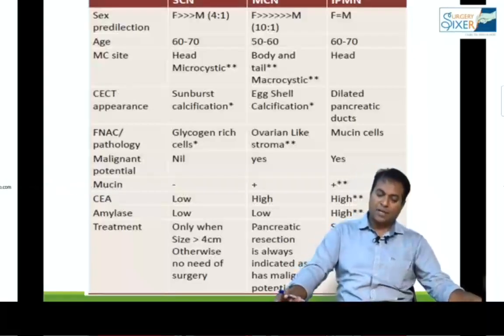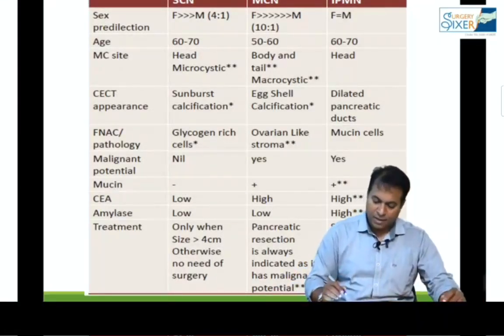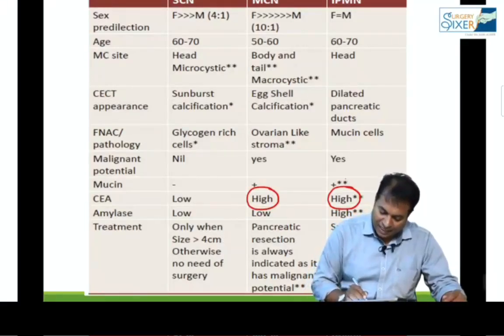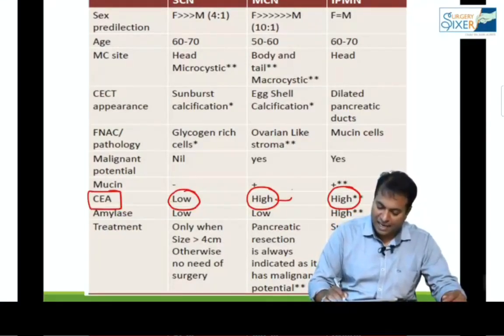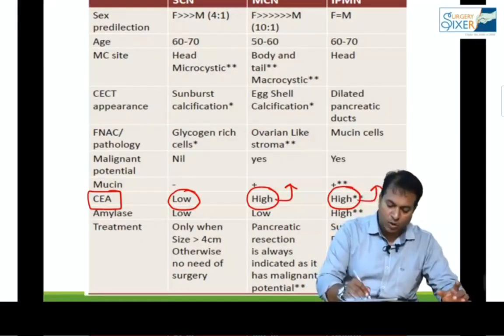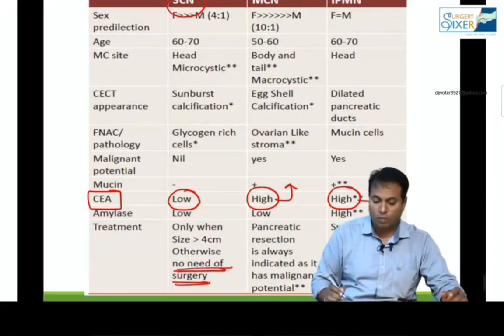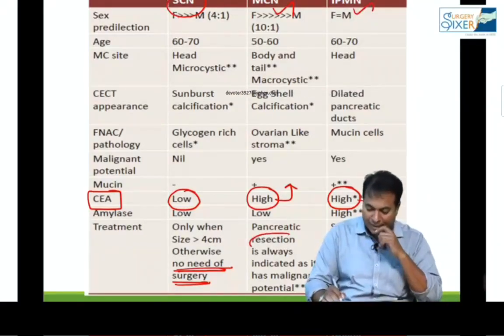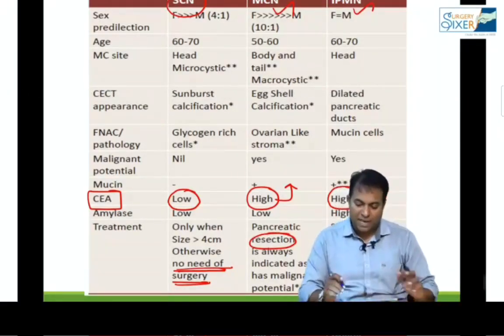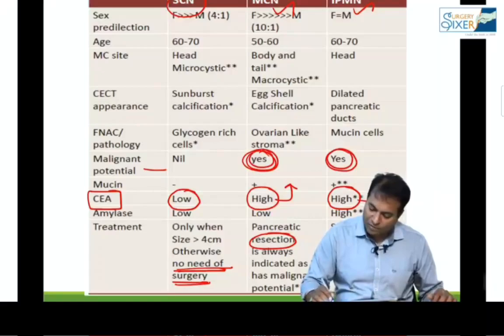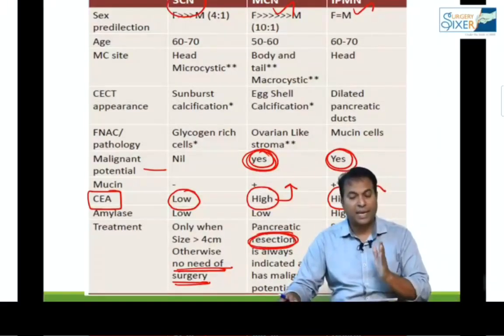And this is a cystic neoplasm. I told you there is a table column provided in your material. Please don't forget this. In mucinous cystic neoplasm and IPMN, the CEA content will be high. CEA is low in serous cystic neoplasm, but it is high in mucinous and high in IPMN. I told you serous cystic neoplasm is mostly benign, so therefore no need of surgery in serous cystic neoplasm. Other cases, mucinous and IPMN always need resection. Mucinous cystic neoplasm has malignant potential, IPMN has malignant potential. Therefore, I will do resection of these cases. So please remember this table column, high yield for your exam.